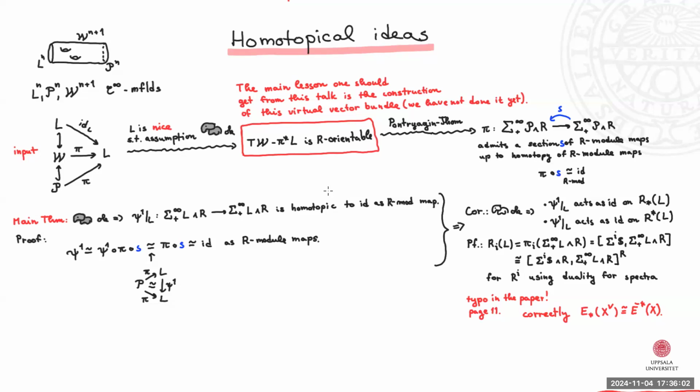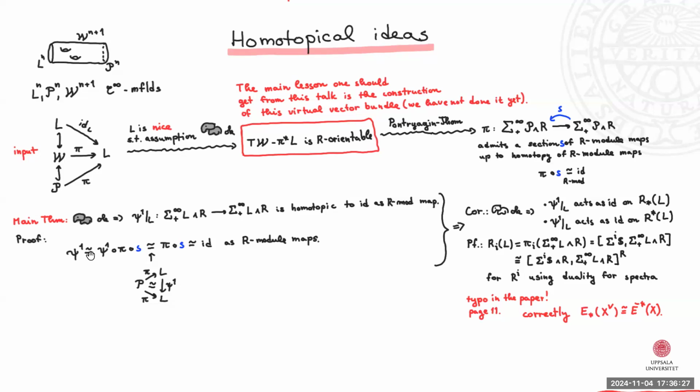Okay, so what if you look at the main theorem? What was it saying? It said that if the elephant in the room is fine, then this map is homotopic to the identity as R module maps. And what is the proof? We can actually, modulo all the details, kind of prove it.